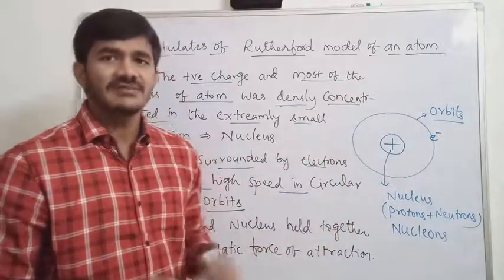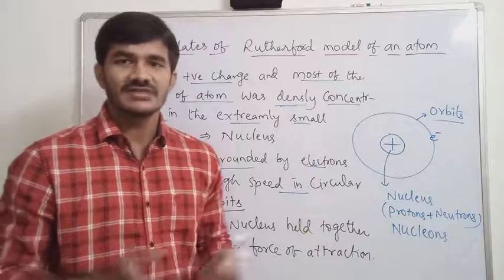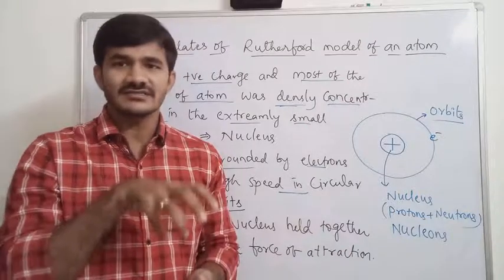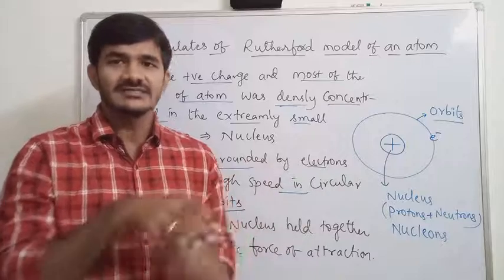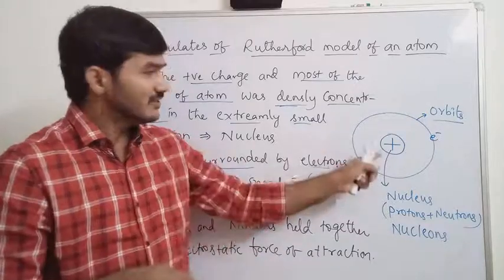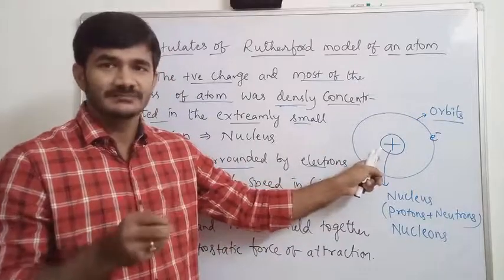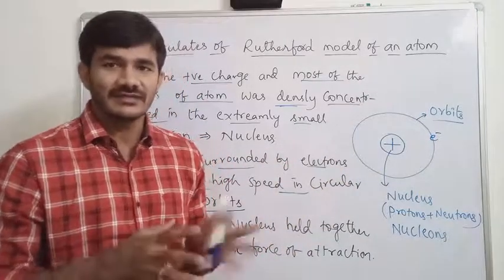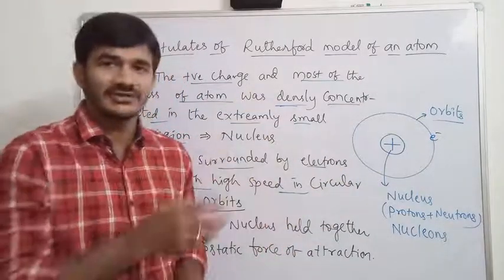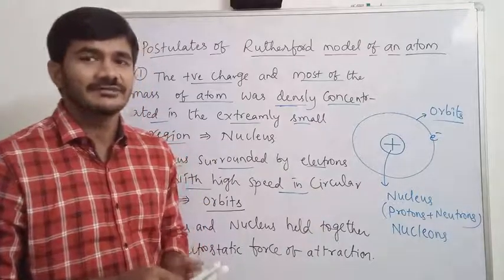This resembles the solar system. In the solar system, the sun is in the center and planets revolve around the sun. Similarly, here the nucleus plays the role of the sun and electrons play the role of planets. So electrons revolve around the nucleus in circular paths.